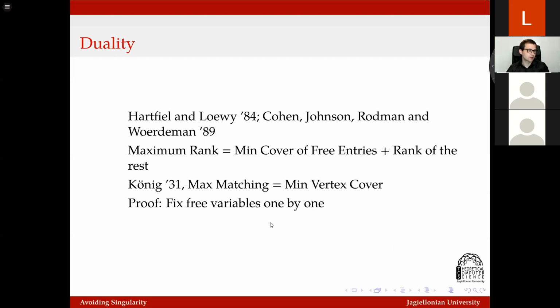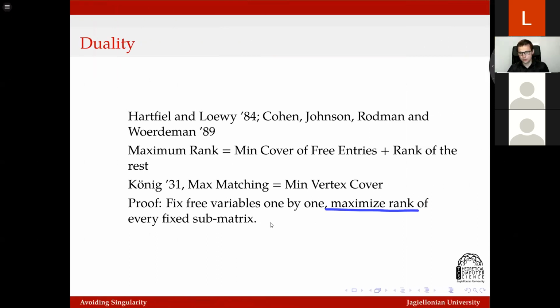So we can make an inductive proof on the number of free variables. Basically we can fix variables one by one, and on the way it's enough to maximize the rank of every fixed submatrix.